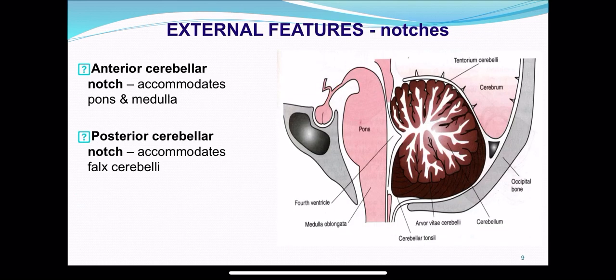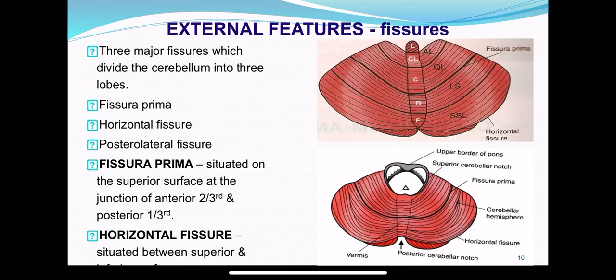Two notches: anterior cerebellar notch accommodates pons and medulla. Posterior cerebellar notch accommodates a small dural fold known as falx cerebelli. Three fissures which divide the cerebellum into three lobes: fissura prima is situated on the superior surface at the junction between the anterior 2/3 and posterior 1/3. Horizontal fissure is situated between superior and inferior surfaces.